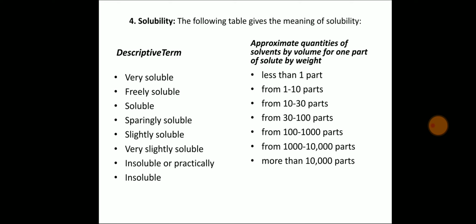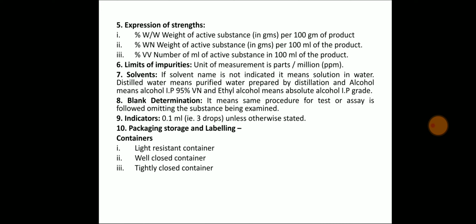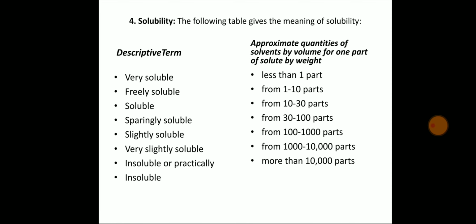Sparingly soluble from 30 to 100 parts. Slightly soluble means from 100 to 1000 parts. Very slightly soluble 1000 to 10,000 parts. Insoluble or practically insoluble more than 10,000 parts. These are approximate quantities.